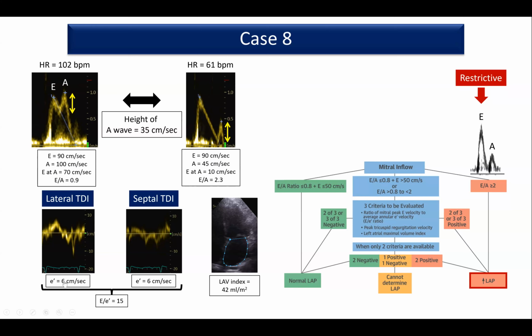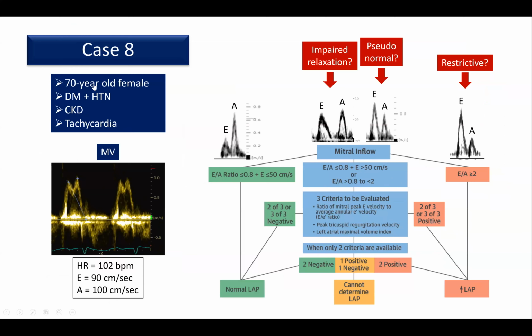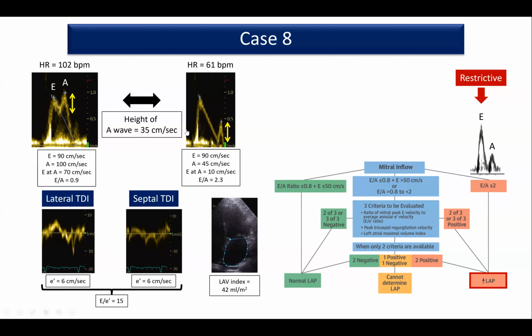If you look at the tissue Doppler velocities, you have an E prime of 6 and an E prime of 6. So you have a pretty abnormal E to E prime ratio. This patient as well, you can see LA volume index is high. This patient here has a restrictive pattern. So a 70-year-old patient who has a pattern looking like this, because you know that this should look like this.